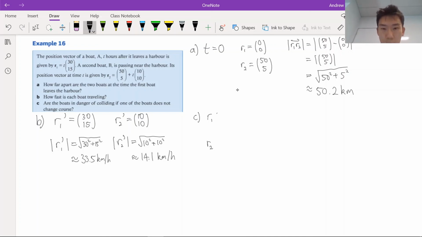So R1 and R2. Let's have a look at vector R1. Our x component is going to be, well, x equals 30t, and our y component, we only have two components here, which makes it a lot easier, 15t. Now for R2, our x component is going to be 50 plus 10t, and our y component is going to be 5 plus 10t. Alright, now let's solve for t.